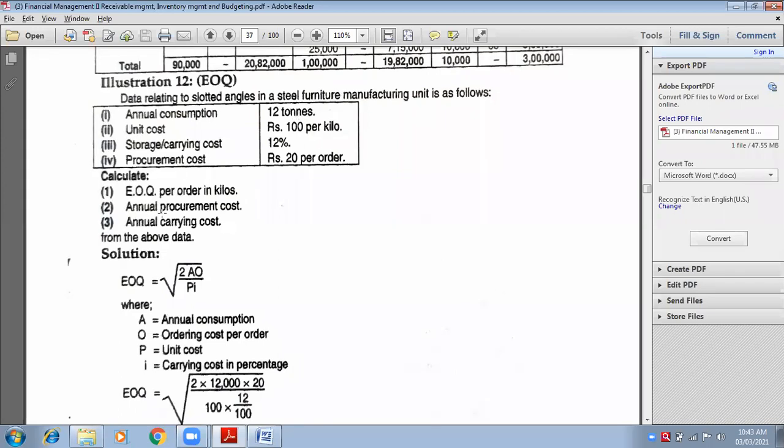And what is asked here? EOQ per order in kilos. We have to find EOQ per order in kilos. That means we have to find the answer in the form of kg. So tons has to be converted into kilograms. Are you getting what I'm saying? Yes, ma'am. So tons has to be converted into kilograms.